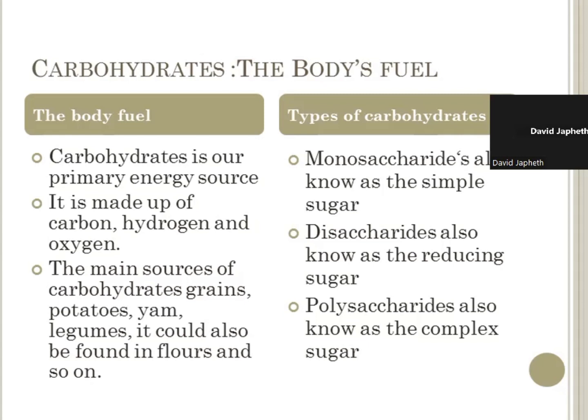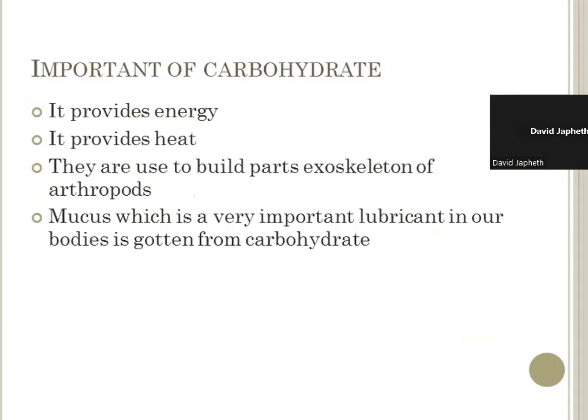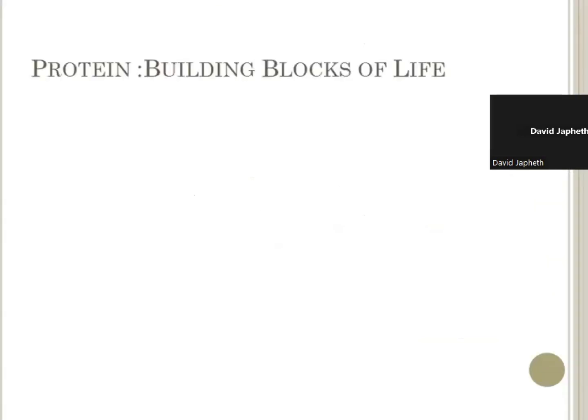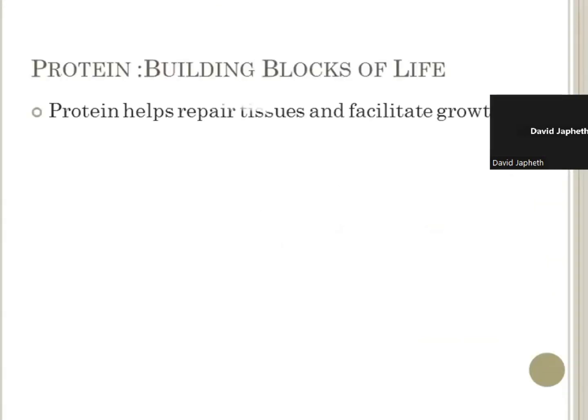So the importance of carbohydrates. The importance of carbohydrates in our body is that it provides energy, it provides heat, and it is used to build the body exoskeleton and muscles. Lubricants, which are very important in our body, are also gotten from carbohydrates. So now we're moving over to the next part.